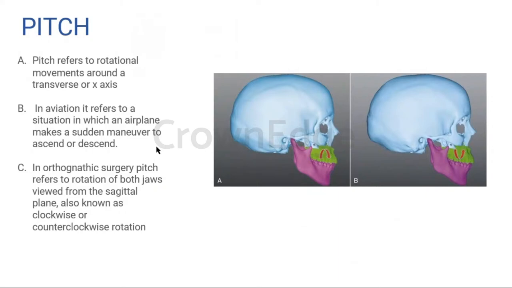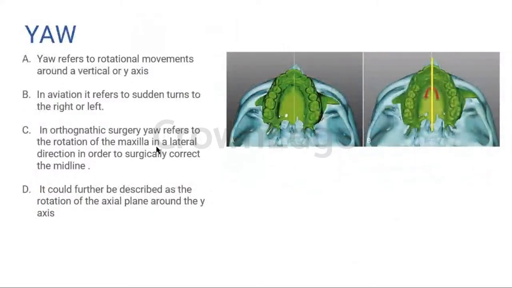Then the next one is yaw. So what is yaw? Yaw refers to a rotational movement around a vertical axis or y-axis. In aviation, it refers to a sudden turn to the right or left. In orthognathic surgery, it is rotation of the maxilla in a lateral direction in order to surgically correct the midline. So yaw refers to rotational movement around a vertical or y-axis.